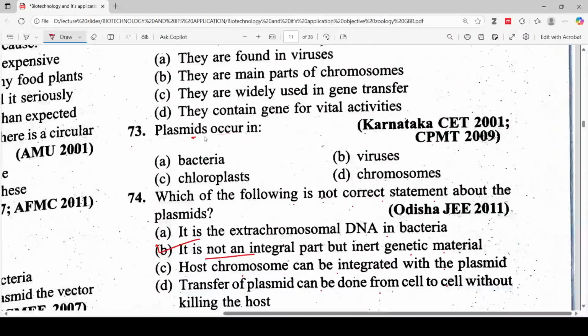The plasmid occurs in option A bacteria, option B chloroplast, option C virus, and option D chromosome. So the plasmid always occurs in bacteria.